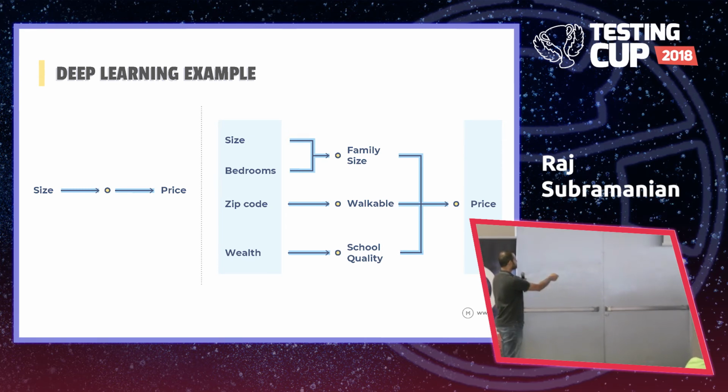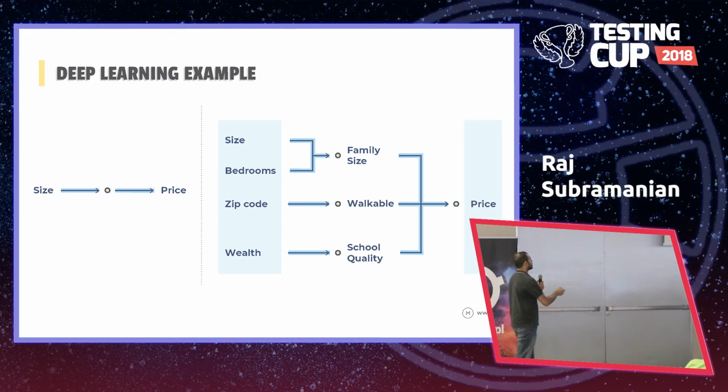Then you give the number of bedrooms and the price, and the AI can probably find a relation called family size. Based on these parameters, it makes a relationship called family size. Then you give the zip code and the price, and the AI would probably determine how walkable the place is. And then you may give the wealth and the price, and the AI could probably predict the school quality. All these relationships in turn affect the price, right?